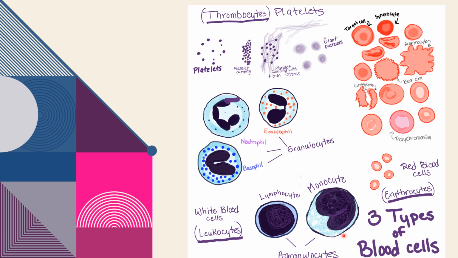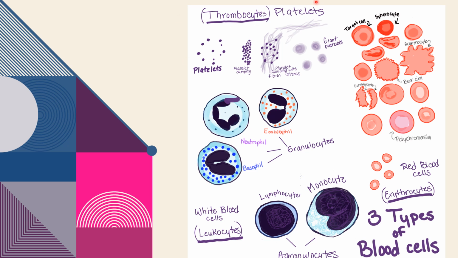White blood cells are also known as leukocytes. There are 2 different kinds. There's granulocytes and agranulocytes. Granulocytes have granules within their cytoplasm, and agranulocytes do not. Lymphocytes and monocytes are agranulocytes, and the granulocytes are basophils, neutrophils, and eosinophils.